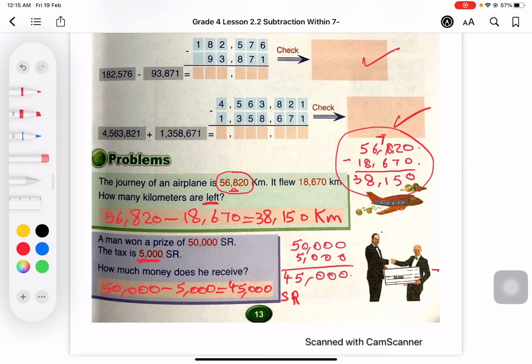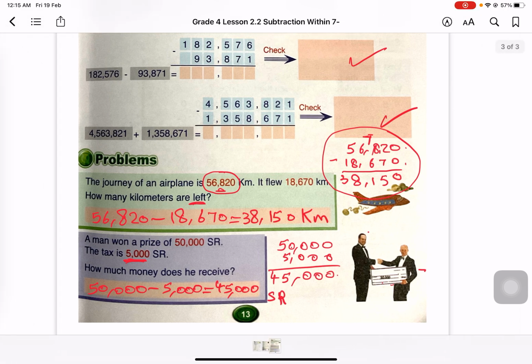Okay? Now, all my questions were about subtraction, okay? If you have a problem solving and they wrote for you the word left, how much left over or how many more, these words mean that you need to subtract, okay? Now, let's go to page 14.